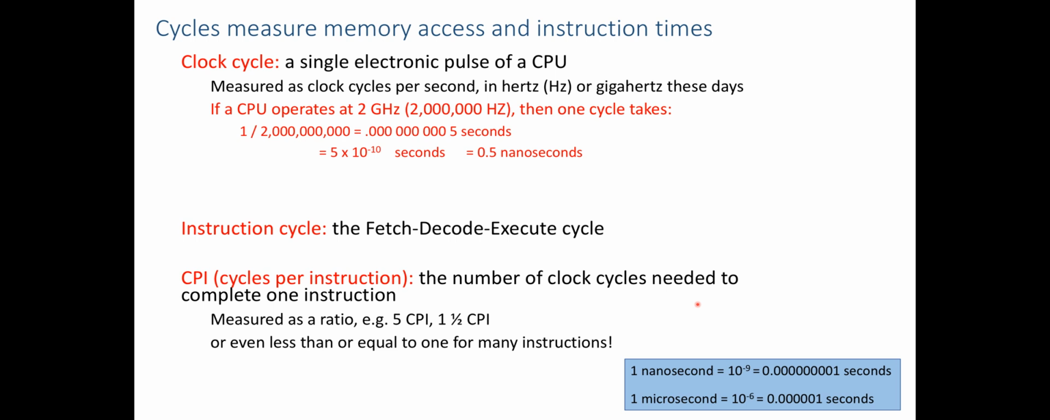So we don't use this term cycles per instruction as often when looking at the specifications for a CPU, because it can vary per instruction. So often the number that's always reported is this clock cycle. How many gigahertz is a particular CPU running at?